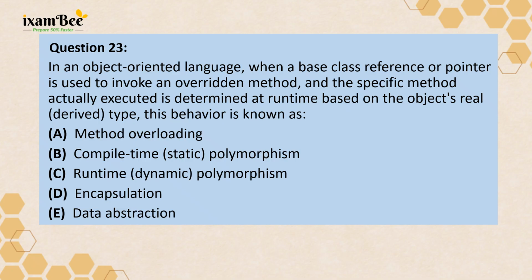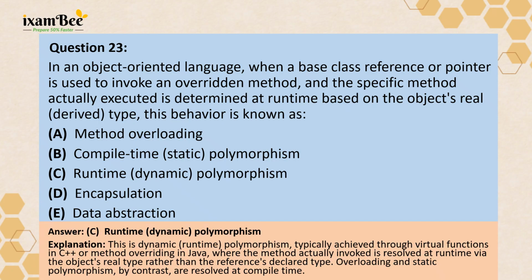Let us look at the next question. In an object-oriented language, when a base class reference or pointer is used to invoke an overridden method and the specific method actually executed is determined at runtime based on the object's real derived type, this behavior is known as what? Here, the answer is option C, which is runtime or dynamic polymorphism.